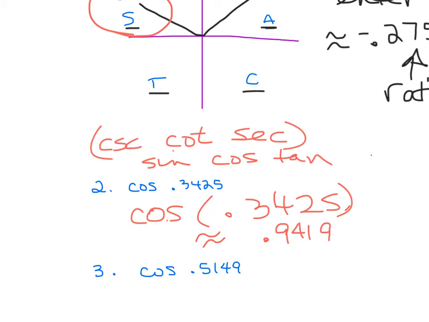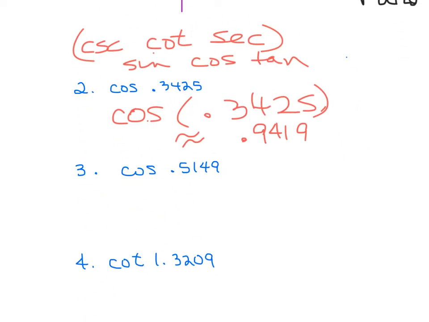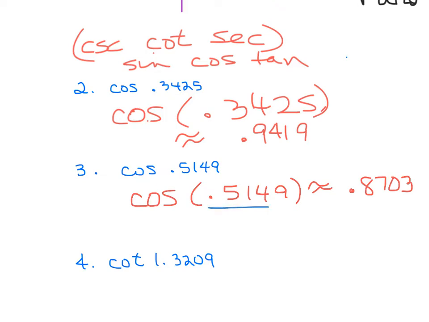The next one, same thing, no reciprocal functions here. All we need to do is touch that cosine button, and in the parentheses, you're going to put 0.5149. And this will be approximately 0.8703. Realize that this number here is about half a radian. And we know that 1 radian is in the first quadrant, so getting a positive answer from the first quadrant is reasonable.